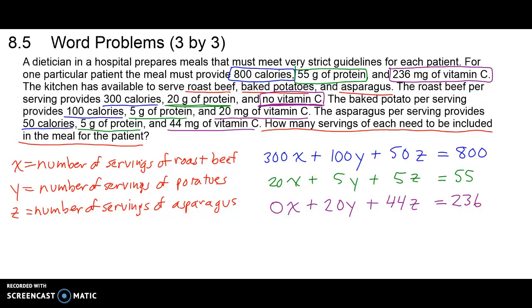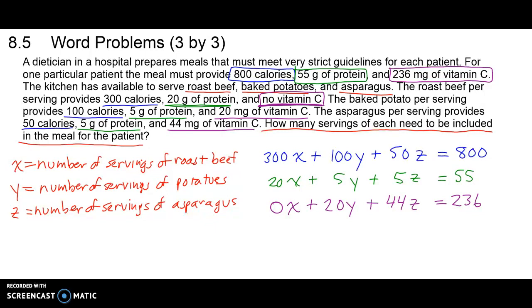If you're struggling at all, one thing I would suggest you do is simplify these equations first. Like the top equation, you could divide everything by 50 and make the numbers a lot smaller. Second equation, you could divide everything by 5 and the numbers will be a lot smaller. The third equation, you could divide everything by 4. The other hint that I'll give you is the bottom equation doesn't have x in it. It's only got y and z.